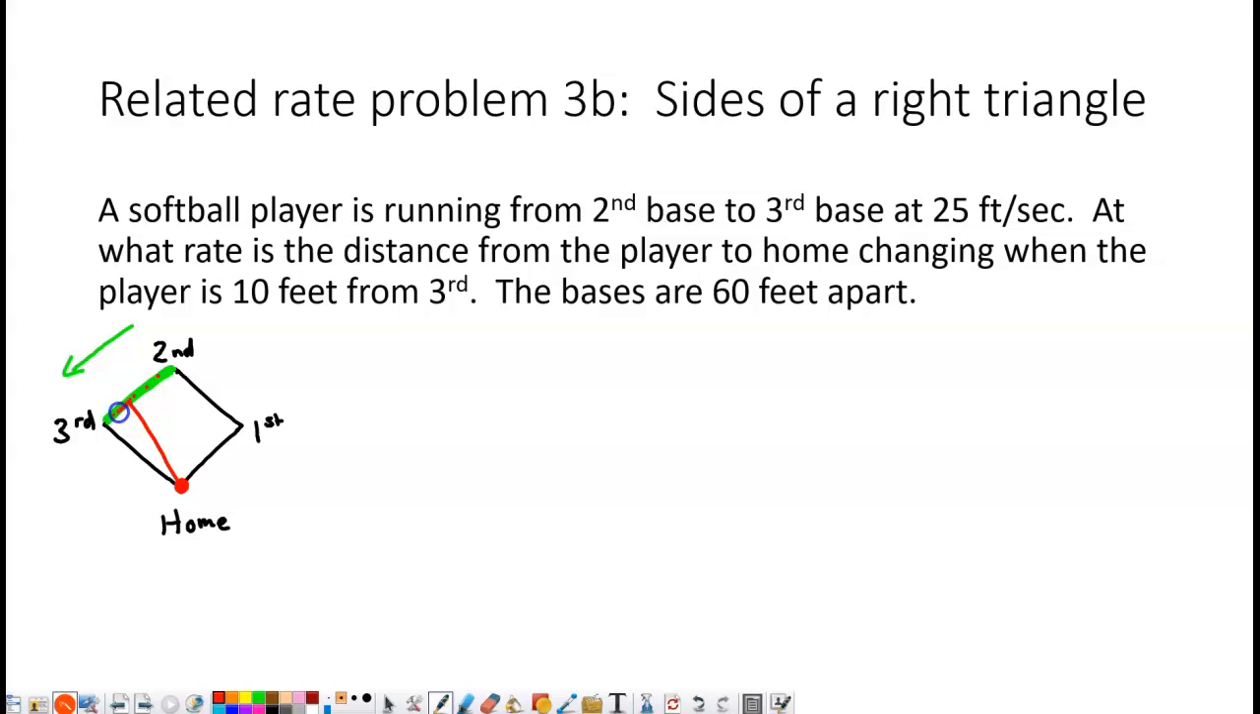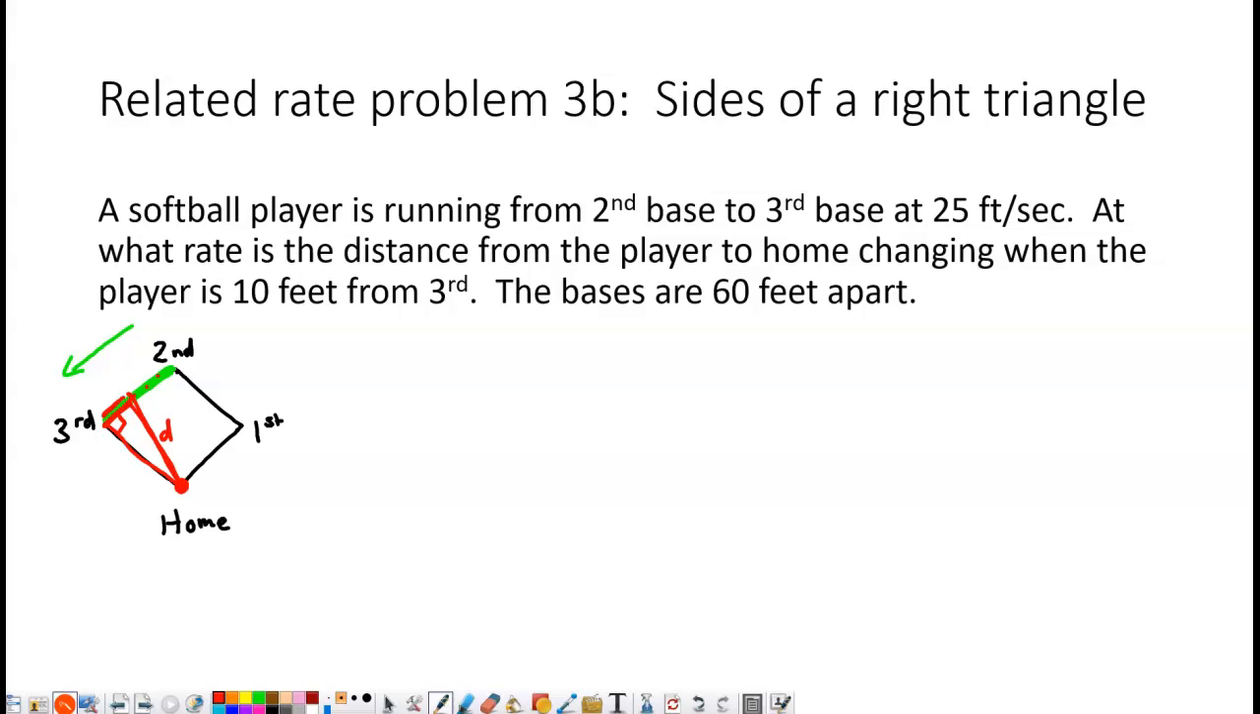And so what we have then is this little right triangle right here, okay? And it says, at what rate is the distance from the player to home changing when he's 10 feet away from third? So in other words, when this distance is 10, how fast is this distance changing? Okay?